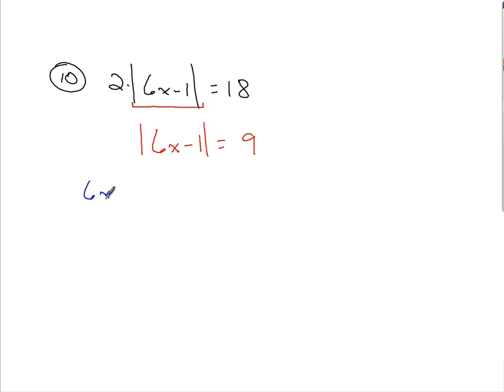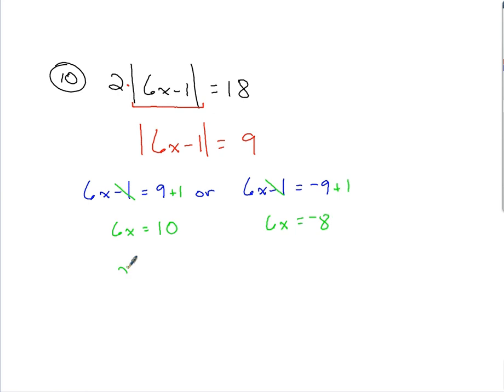You take the 6x minus 1 out, set it equal to 9. Or for our second case, take the 6x minus 1 out, set it equal to -9. We solve each of these. Going to have similar patterns we're following as we solve each. Going to add 1 to start. So I've got 6x equals, over here that'd be 10. For this other equation, it'd be 6x equals, over here it'd be -8.